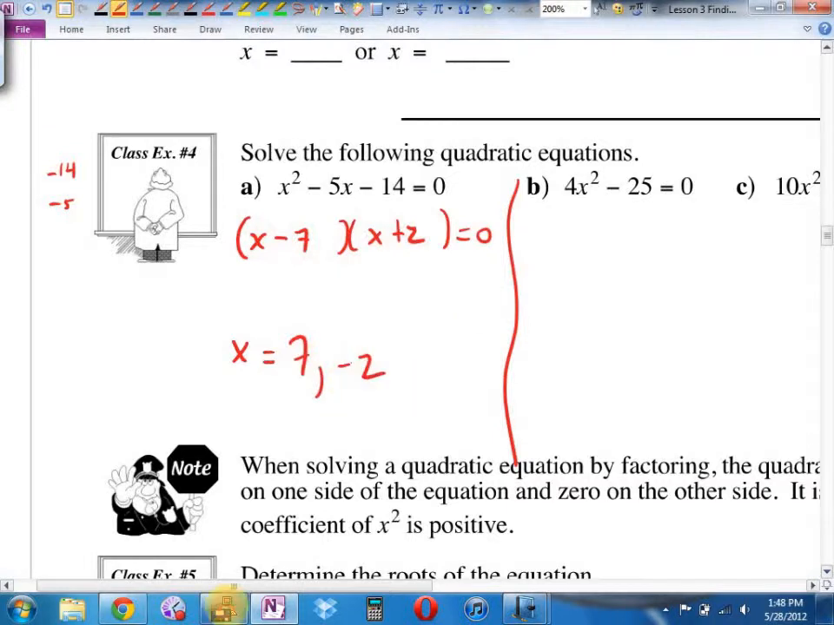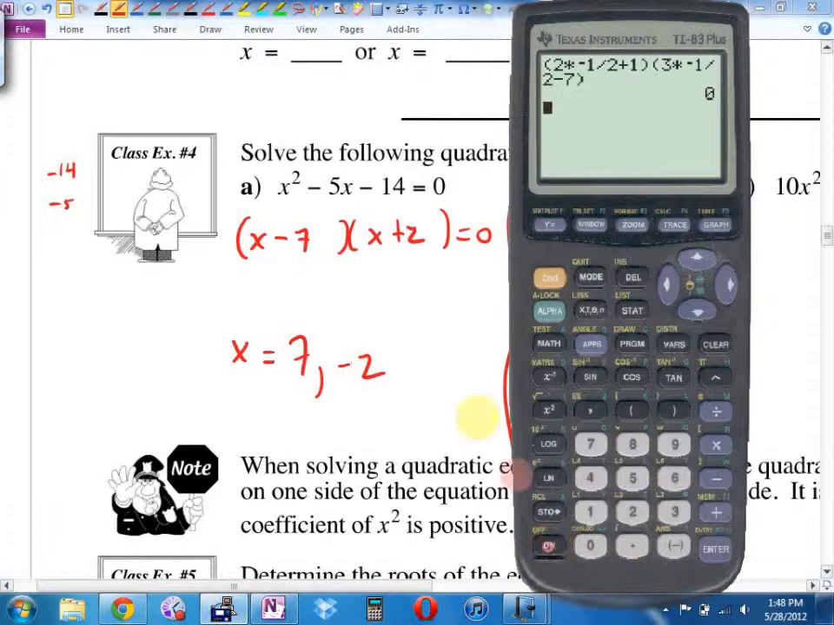And I'll prove to you that this works. See this equation? If I go 7 squared minus 5 times 7 minus 14, it does work out to 0. Or if I go negative 2 squared minus 5 times negative 2 minus 14, that also works out to 0. Those are the only two that work. No other numbers will work in that equation. Those are the roots. Those are the solutions.